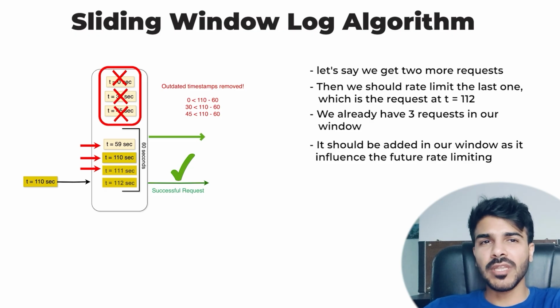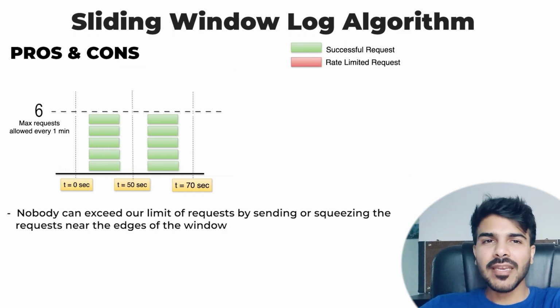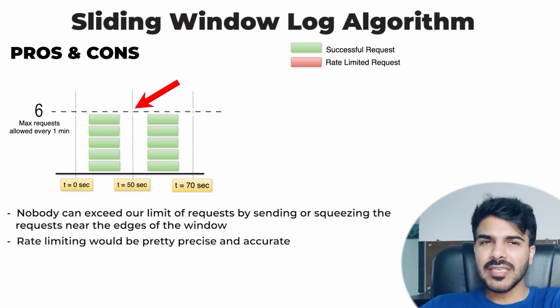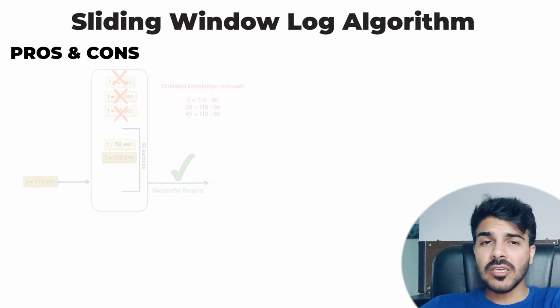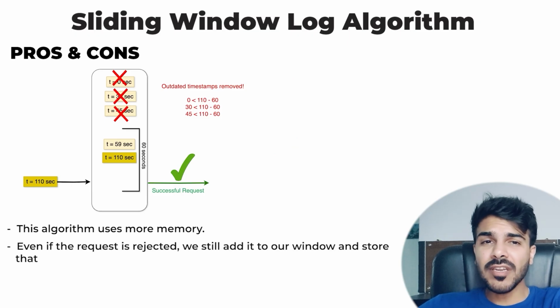Now this is pretty much about the algorithm. Let's now talk about the pros and the cons. One of the pros that we have already discussed is that since the window is sliding and not fixed, nobody can exceed our limit of requests by perhaps sending or squeezing the requests near the edges of the window, like we saw in the fixed window. So in short, rate limiting would be pretty precise and accurate all the time and not an approximate one. The con here is that this algorithm uses more memory. This is because, as we saw, even if the request is rejected, we still add it to our window and store that. So this means we are consuming more memory.